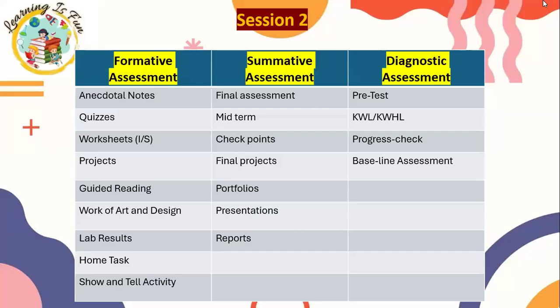Okay, formative assessment: on a daily basis, on a weekly basis, you are going to take your formative assessments. On a daily basis, you are going to have anecdotal notes with every lesson, especially I'm talking about those in the primary and secondary sections. They can have anecdotal notes with every lesson. It is actually an evaluation or feedback to you on how well your child is performing in the classroom.